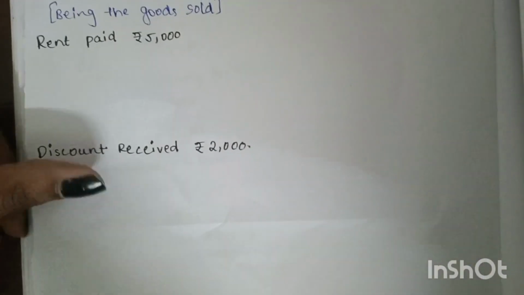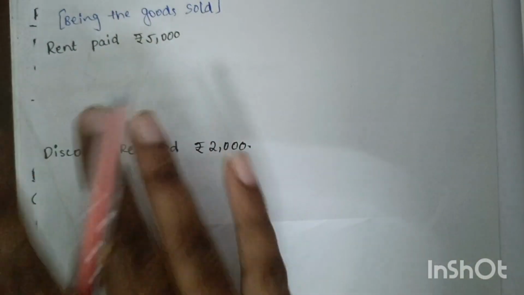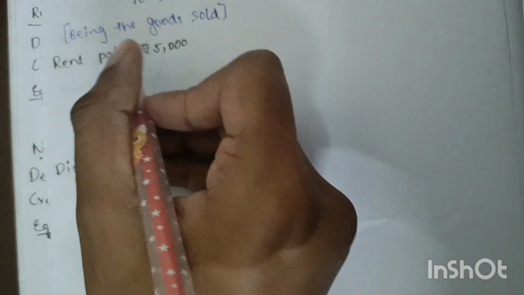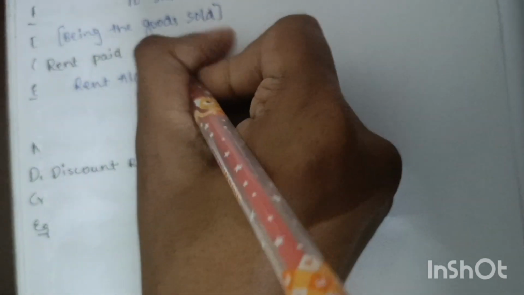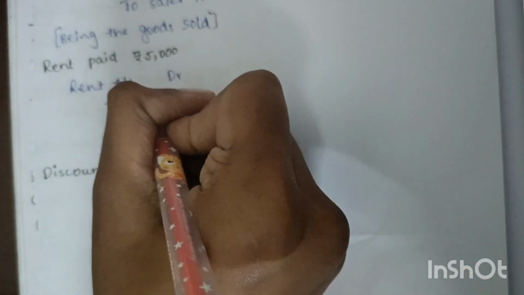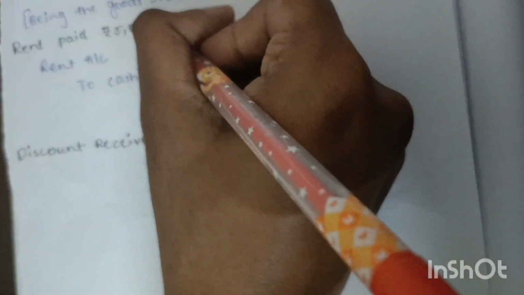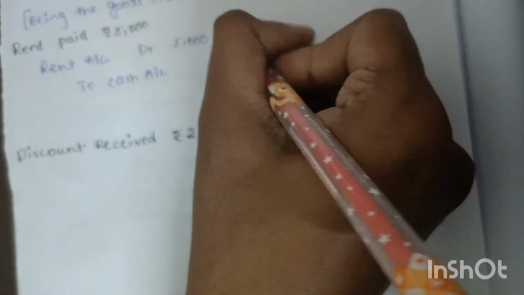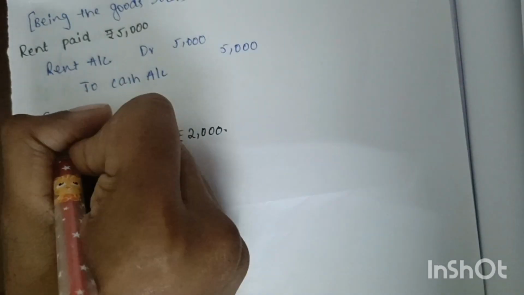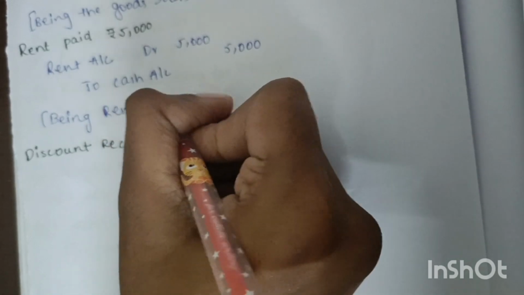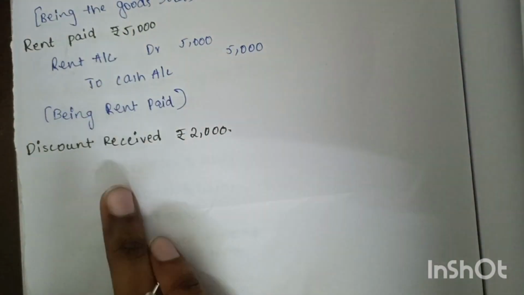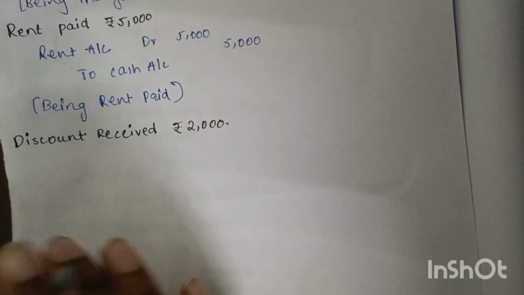Okay, so rent paid rupees 5,000. You are paying some rent, right? What will you write there? Rent account debit to cash account, that is 5,000. So you must write the narration, being rent paid. Right, you got it now. Being rent paid.